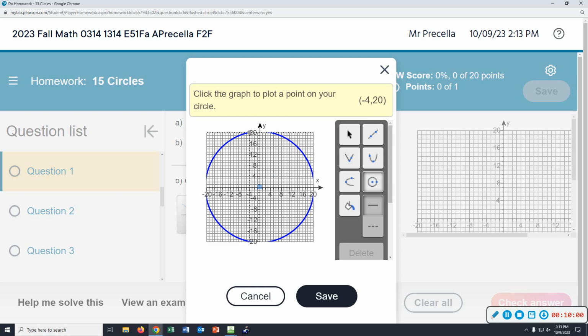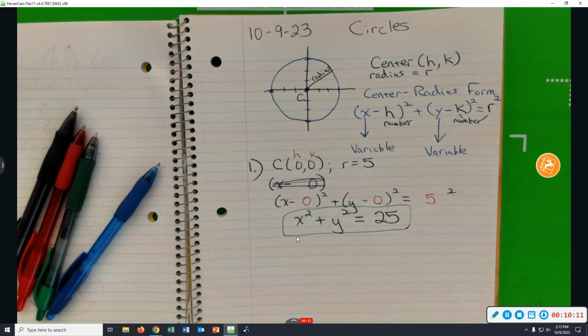Now they say they want you to plot a point on the circle. Well, how do we get a point on the circle? We don't have a point on the circle. Yes, we can figure out a point because we know the radius is 5. That means when you start at the center, if you move 5 units in any direction, you're going to get to the edge of the circle. So let's move 5 units to the right.